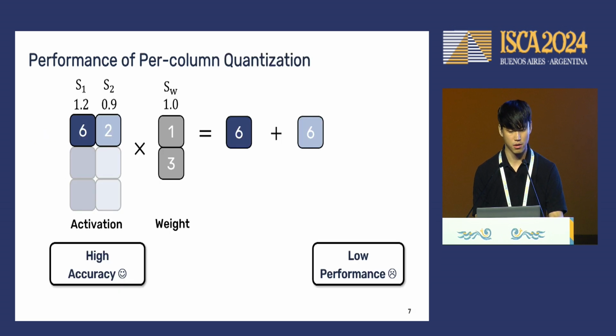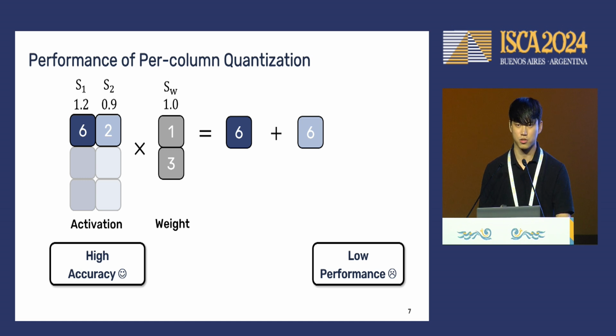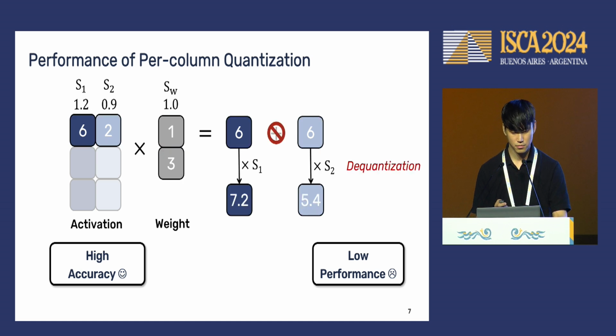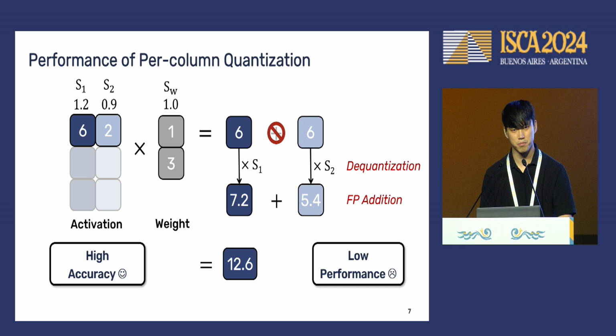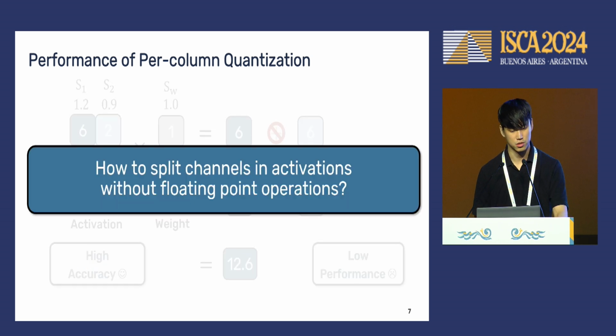Ideally, we would like to use the per column approach that achieves high accuracy, but it leads to a large compute overhead. For example, suppose we apply per column quantization for activation, where each column uses different scale factors S1 and S2, and the weight of a single column is quantized in the same way using a scale factor SW, which is 1 for simplicity. When performing the dot product, the multiplication result of the first element is 6, and the second element is also 6. The results cannot be directly added since they represent different numbers, 7.2 and 5.4. So all additions need to be done in floating point after dequantization, meaning that the dot product cannot be performed in the integer pipeline and leads to low performance. So the question is, how to split channels in activations without floating point operations?